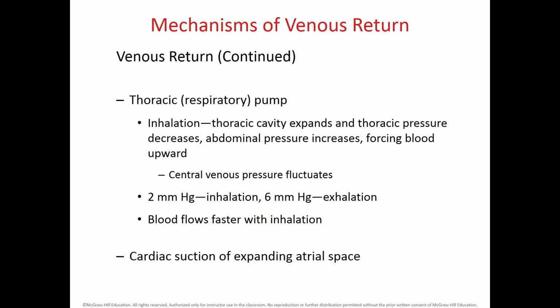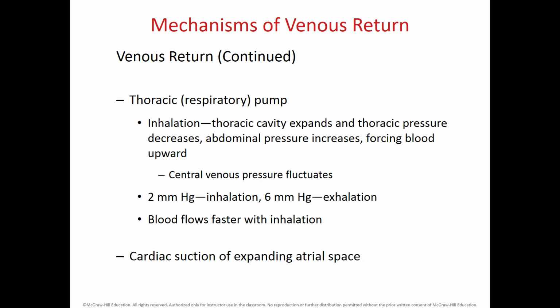The respiratory or thoracic pump helps to bring blood into the heart because with inhalation, when you expand your thoracic cavity and you inhale, you decrease the thoracic pressure, and then you increase your abdominal pressure that forces the blood towards the heart. And you have changes in the venous pressure when you're inhaling and when you're exhaling. So you have 2 millimeters of mercury when you are inhaling and 6 millimeters of mercury when you're exhaling.